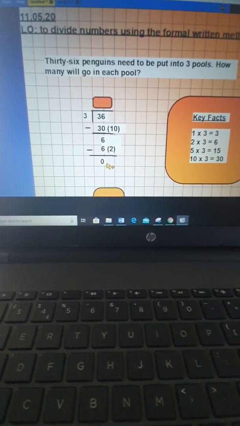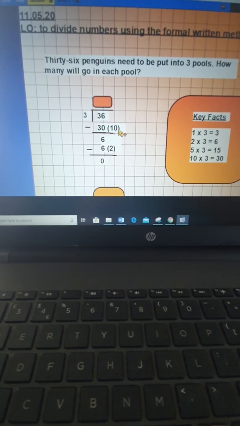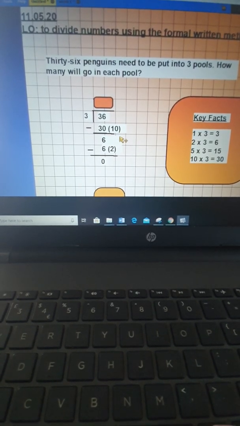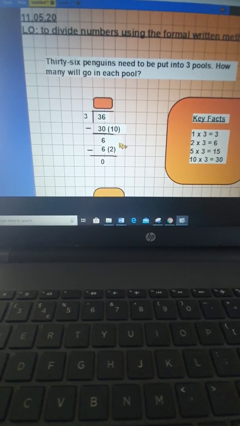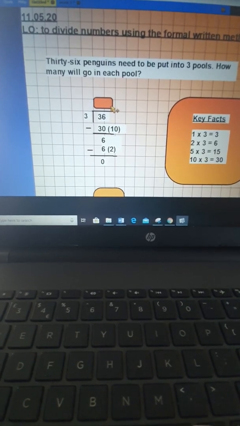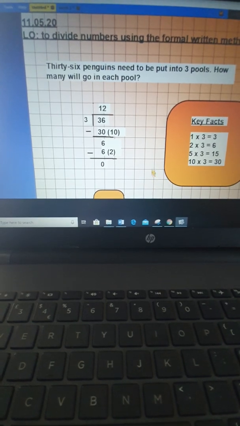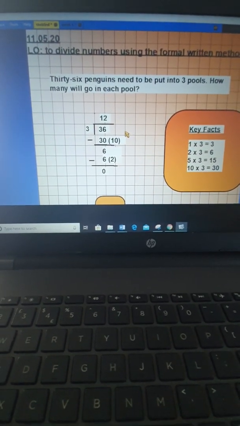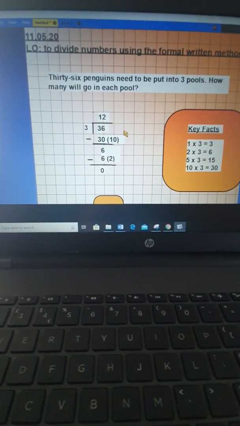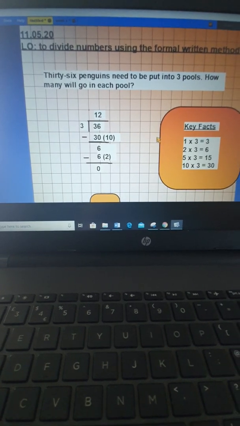The last step is to add up the numbers that are in brackets. We need to add 10, add 2, which would give us the answer of 12. So our answer is 12. So 12 penguins would be put into each pool, okay?